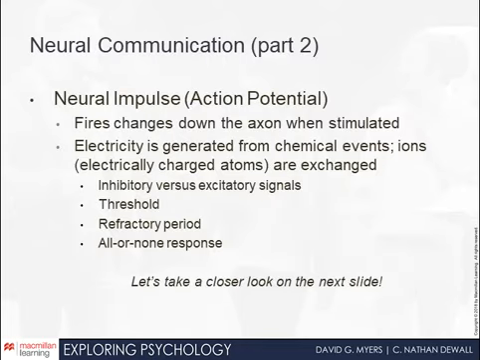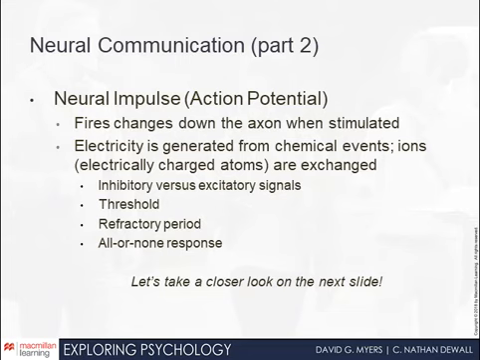The neural impulse or action potential. We have this electrical firing. It fires down the axon when stimulated. There's a stimulation and then an electrical charge happens. The electricity is generated from the chemical events. Ions, electrically charged atoms, are exchanged in and out of the neuron. There are inhibitory or excitatory signals. Basically, neurons say fire or don't fire. That's all they do, fire or don't fire. They only ignite once a certain threshold has been reached.